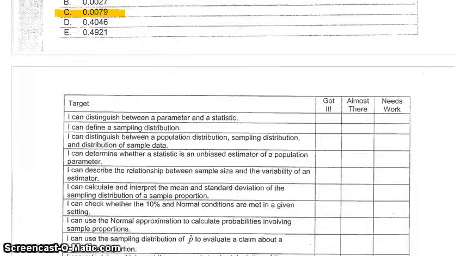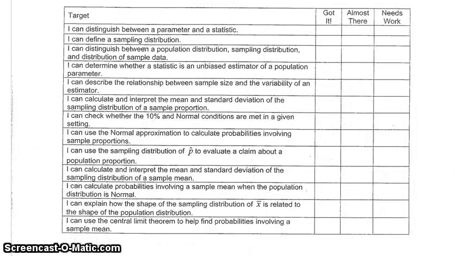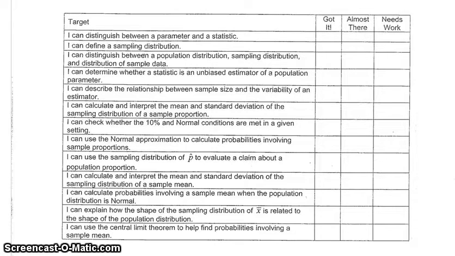Here we go. A little bit of help here. Do I know these things? Got it. Almost there. Needs work. If you can do all these, you are ready for the test. If not, study. Ask your friends. Come and see Mr. Walton. Good luck.